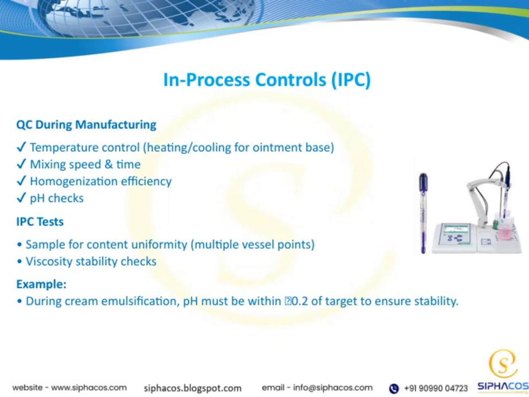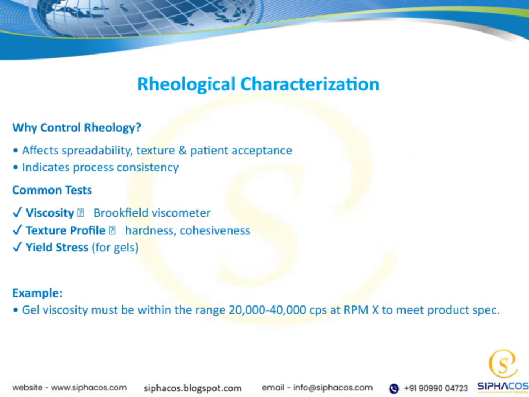We also perform viscosity stability checks to make sure the product maintains its desired texture over time. For example, during cream emulsification, if the pH strays outside that plus or minus 0.2 range, it could affect the stability and efficacy of the product. So, these in-process controls are not just about monitoring, they're about actively ensuring the quality and stability of our formulations right from the start. Let's talk about rheological characterization.